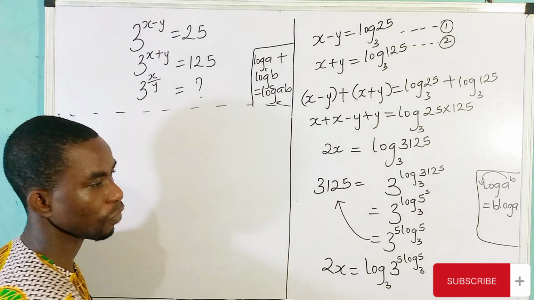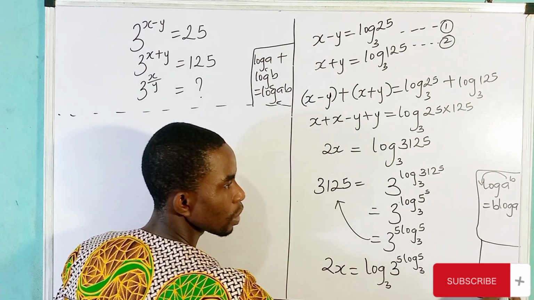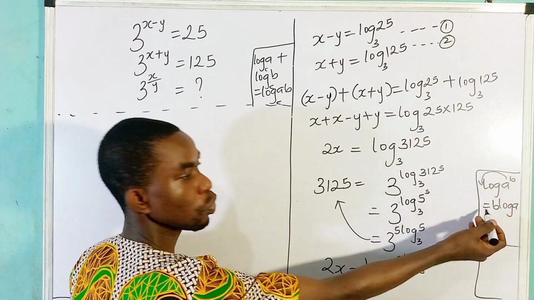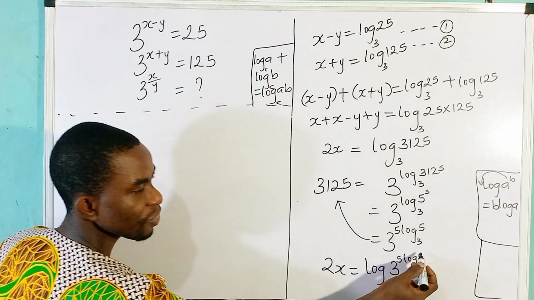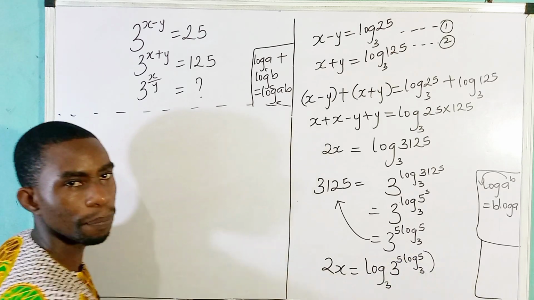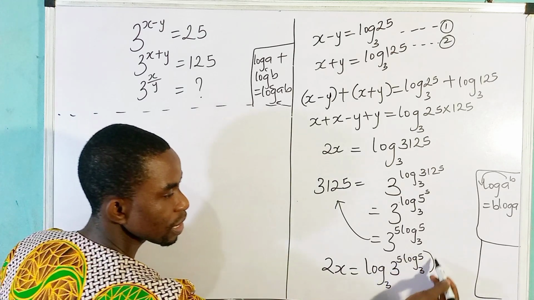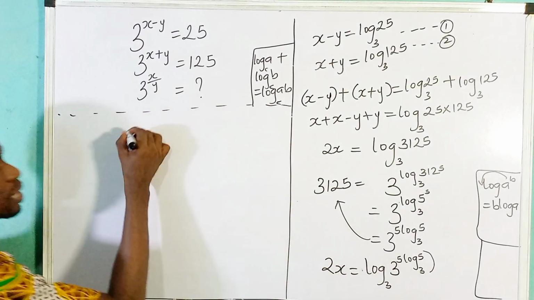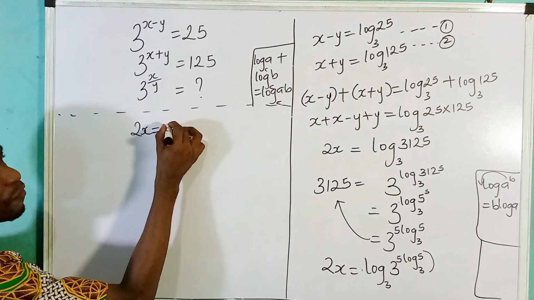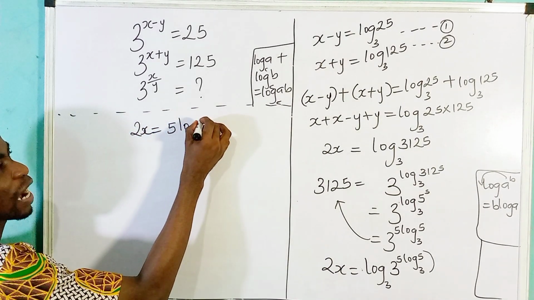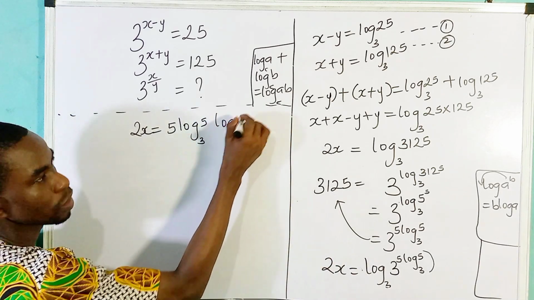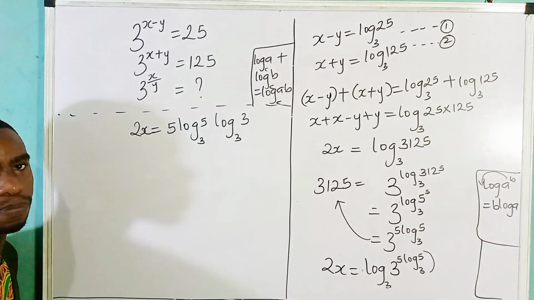Also, another law for logarithm, it's the same law as this. When you have the power b, you move it before the log. Now, everything here is the power, so we'll be moving this before this log term. Do you understand? So it means that 2x will be equal to 5 log 5 base 3, then before we have our log 3 base 3.